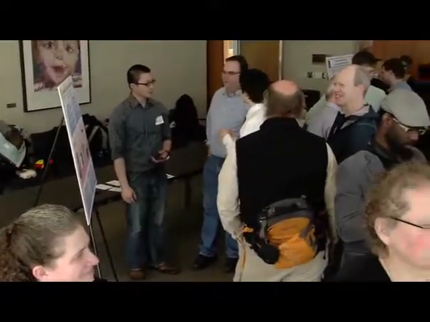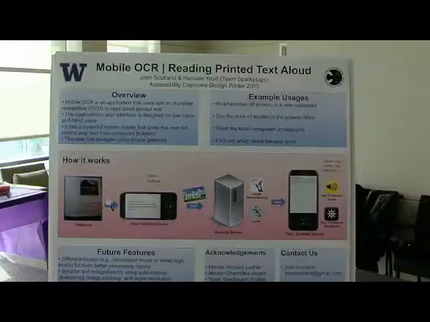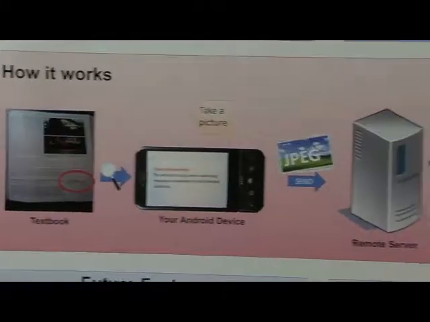Spaghetti and meatballs, $7. So our project is called Mobile OCR, and it stands for Mobile Optical Character Recognition. And so this is really cool because the blind person doesn't need to have Braille, or they don't need to have someone with them. Instead, they can just get all this information with their camera by themselves.